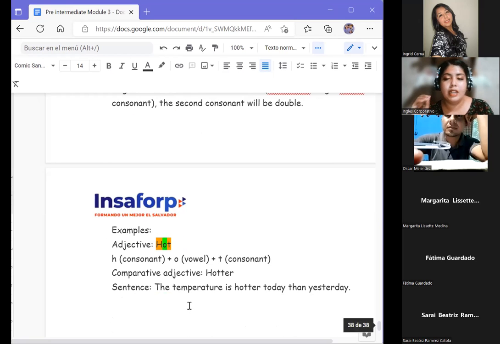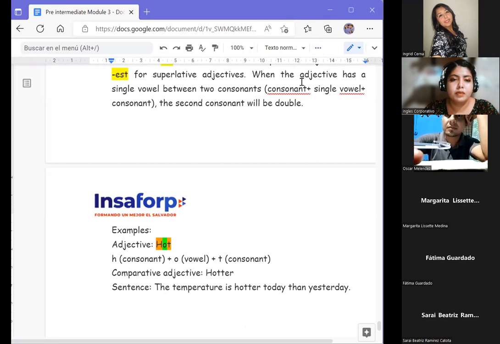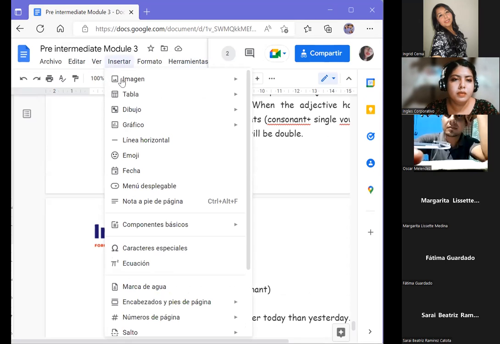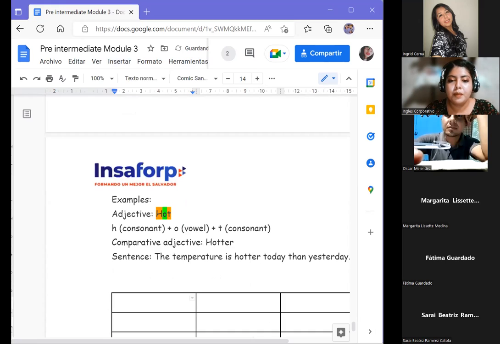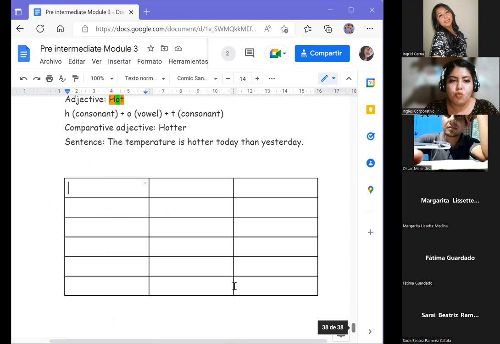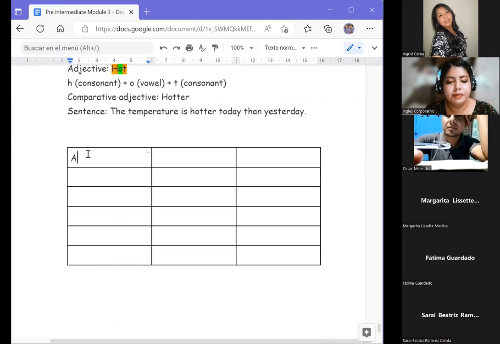So now I'm going to create a short table in which we are going to see the adjective, that is the base form of the adjective, the comparative adjective, and the superlative adjective. So we are going to have some examples of words and how they look when we add the suffix. So we are going to add a table. We have three spaces and six, like this. So we have here the adjective, then we have the comparative and the superlative.